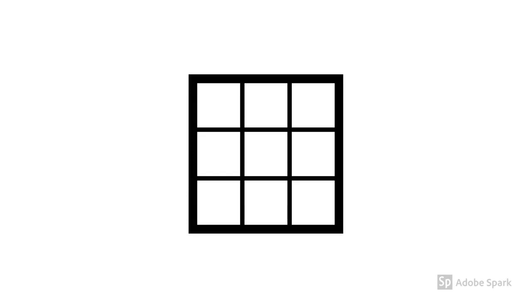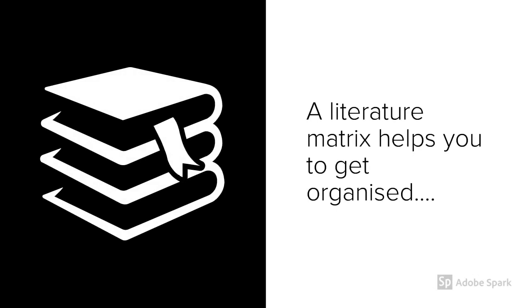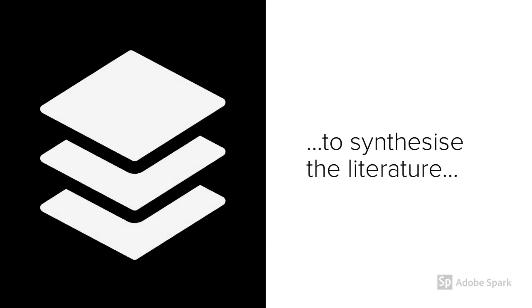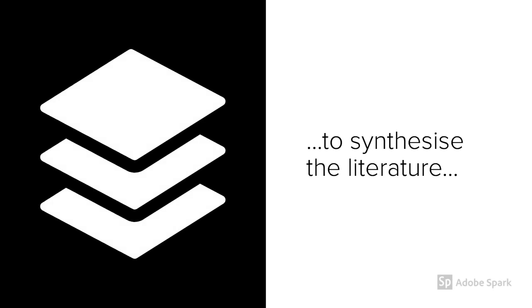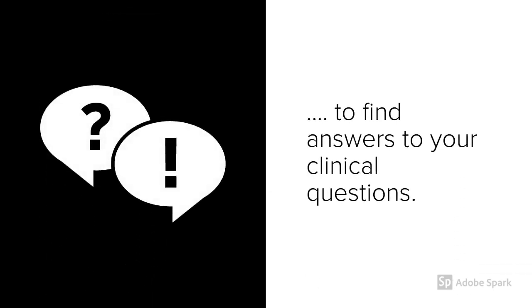A literature matrix is a useful tool designed as a table which can assist you in organising your findings when reading and reviewing literature. A literature matrix helps you to get organised, to synthesise the literature, to find answers to your clinical questions.